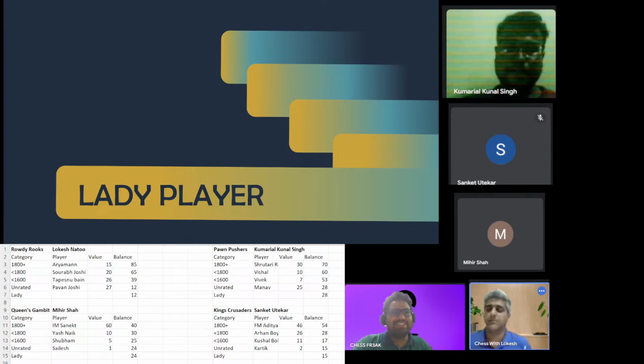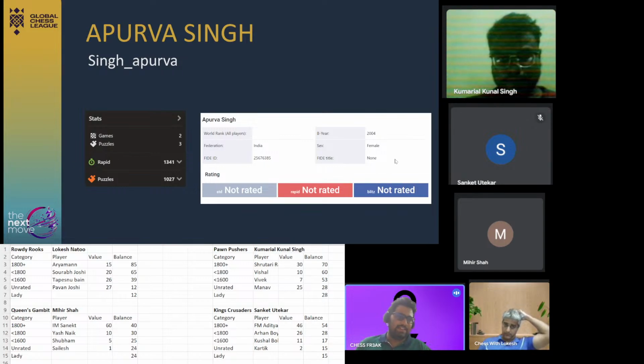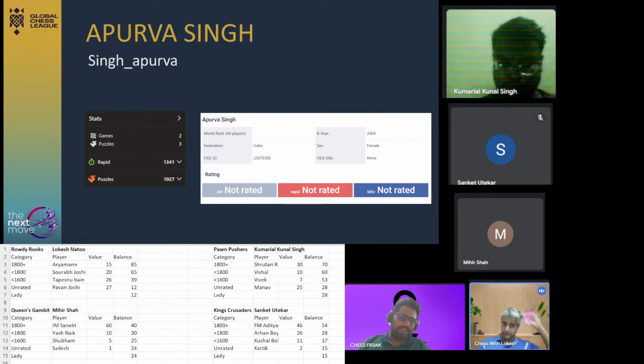So lady players, the four players. The first player we have is Apurva Singh, and she's a new player on chess.com. She has played very few games, but she is a FIDE member. She has an account on FIDE. She has a FIDE ID.